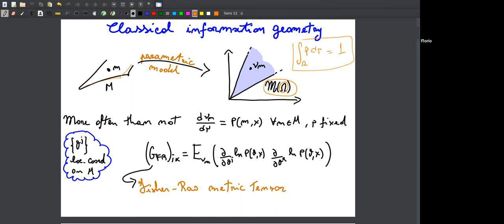More often than not, it happens that there is a kind of dominating measure dominating all the distributions in your model, so that you can actually parameterize this probability distribution, or unnormalized probability distribution, using the Radon-Nikodym derivative with respect to this dominating measure.